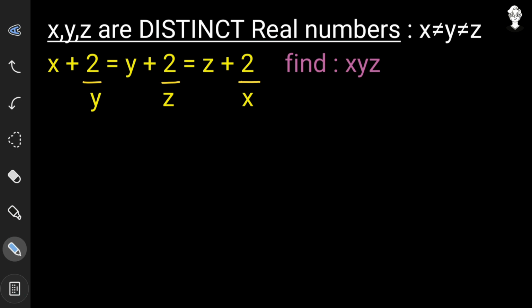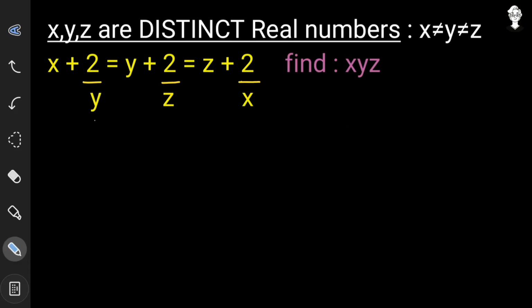So let us see the solution. How can we find this particular value? First of all, we can see that these three things are given equal to each other, and the only common thing between these three is the number 2. It is present in this also, over here also, over here also. So we are going to utilize that particular fact.